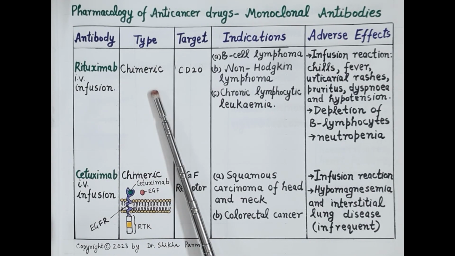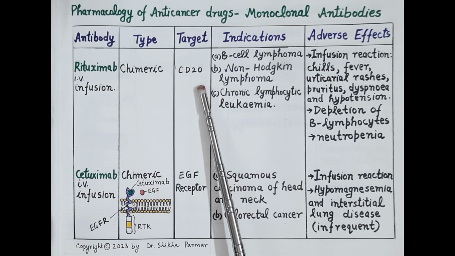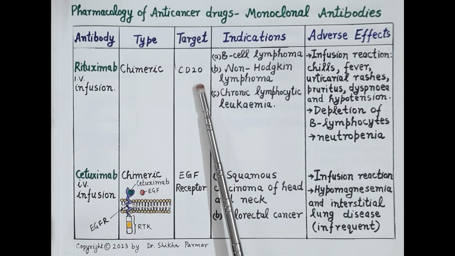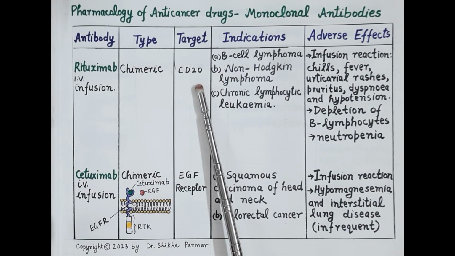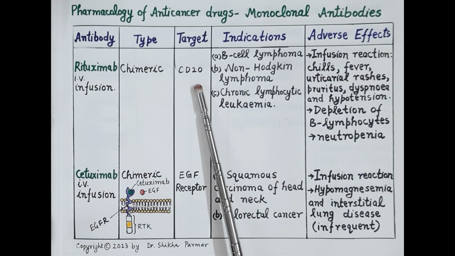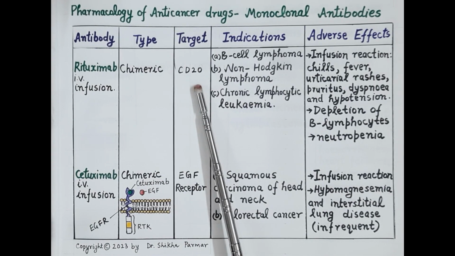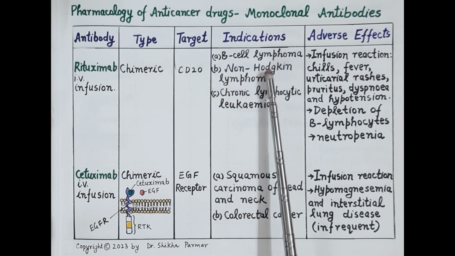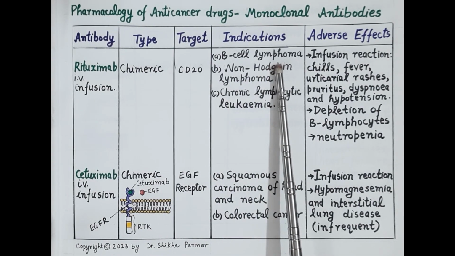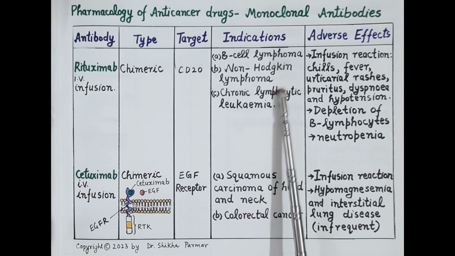It is a chimeric monoclonal antibody. It binds to CD20 present on the surface of malignant B cells. We have already discussed the mechanism of action of rituximab, how rituximab destroys or kills the malignant B cells. Now, rituximab is indicated in B cell lymphoma, non-Hodgkin lymphoma and chronic lymphocytic leukemia.